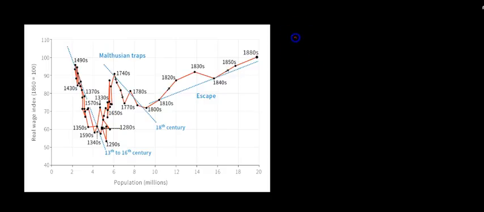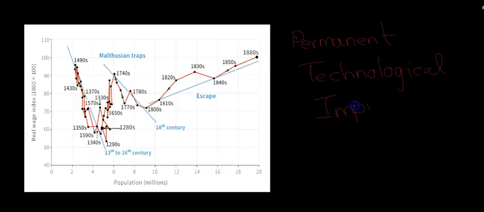What actually happened was that there were permanent technological improvements, and this led to an increase in real wages as well as the population. So it's very important for you guys to understand this concept, that these permanent technological improvements led to the increase in population as well as the increase in real wages after the capitalist revolution. I hope you understand this concept, and this graph proves that the escape took place during these years.